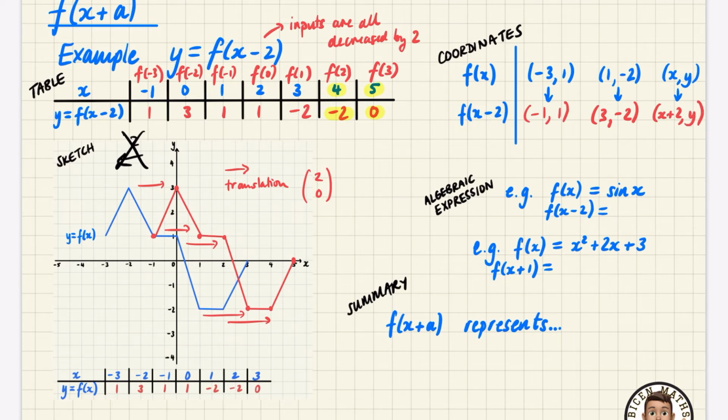So this is the hard part. If it has a minus with it, it's going to move to the right, which is kind of not what you'd expect. And if it has a plus with it, it's going to move to the left, which is normally the direction we associate for negative things.